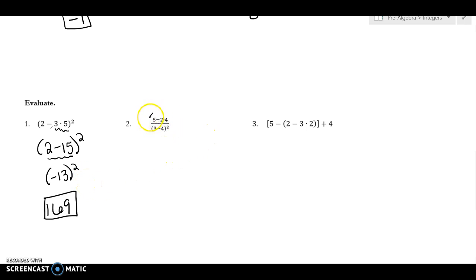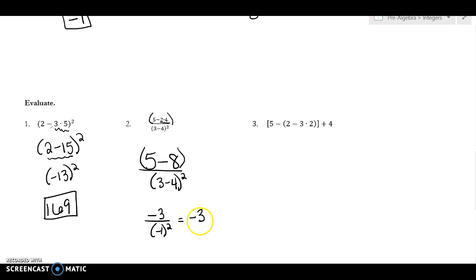All right, the next one again, I could put a parentheses on top. And so I get 5 minus 8 because I did this little multiplying over 3 minus 4 squared. So now I'm going to do my subtraction on the top and bottom, and I get negative 3 over negative 1 squared, which is negative 1 times negative 1, which is positive 1. And so my answer for this one is negative 3.